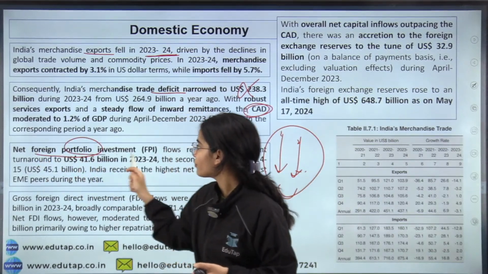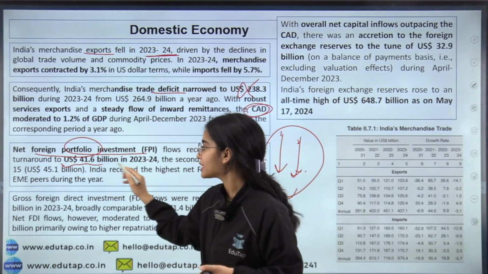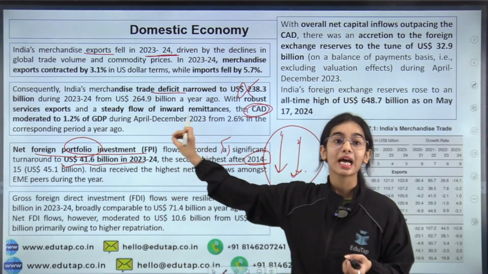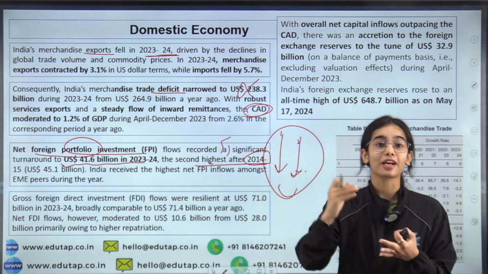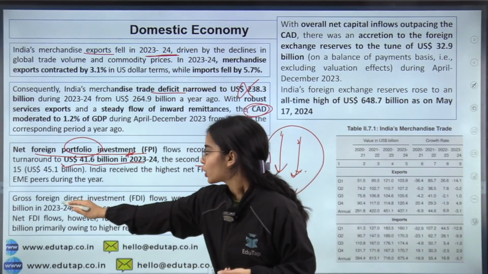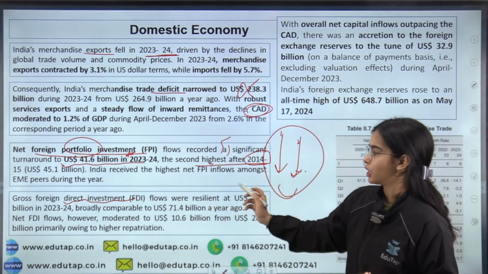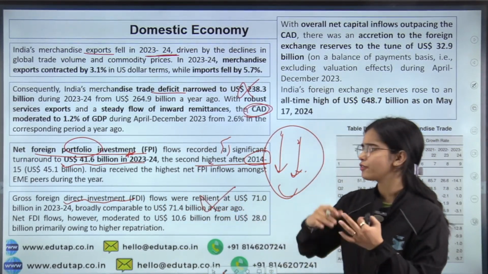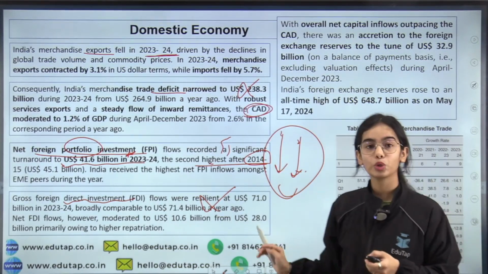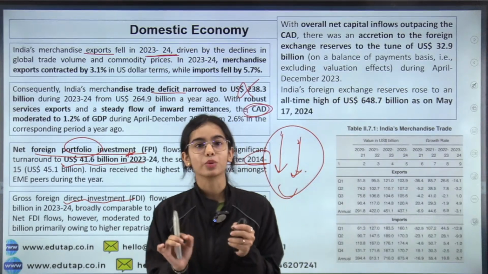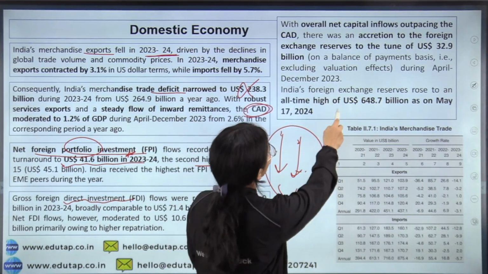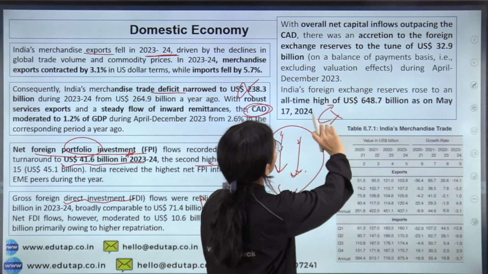So net portfolio investment, just here the number is important because it is talking about that since 2014-2015 it is the second highest net FPI that we have achieved. So this number becomes important, right? So this you have to remember. Gross foreign direct investment. You do not have to remember the flows that have happened, just remember what the difference is. So here I have told you the important data points that you have to remember. Again, this is also not very important. The data points here are not very important.